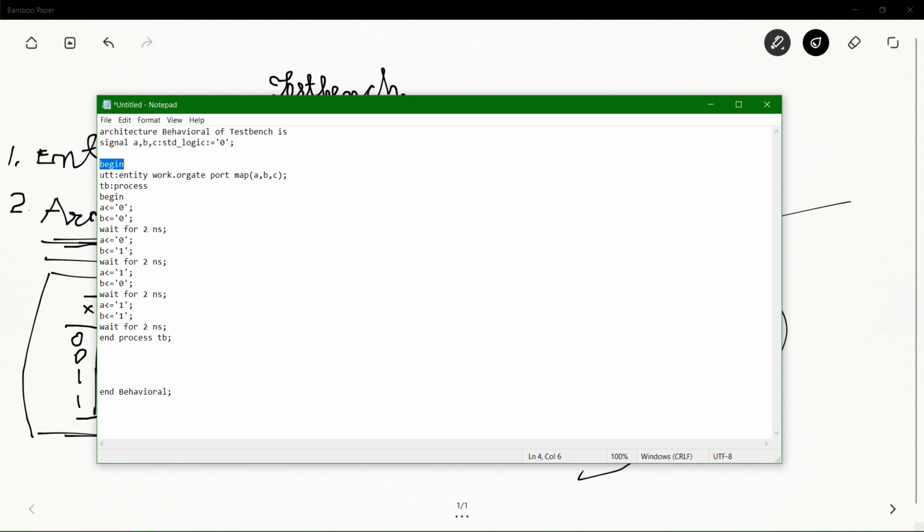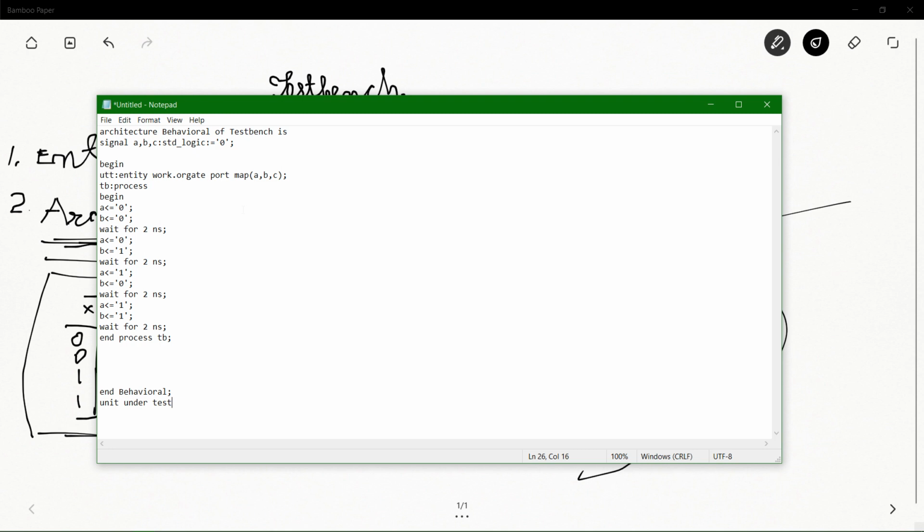So I can see here that I have written utt and then colon and then entity work dot orgate port map A, B and C, right? So what is the full form of basically utt? I'm writing here for you. UTT means unit under test. So what does this term basically mean?